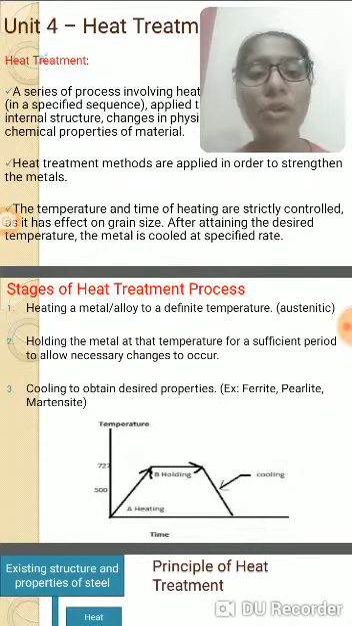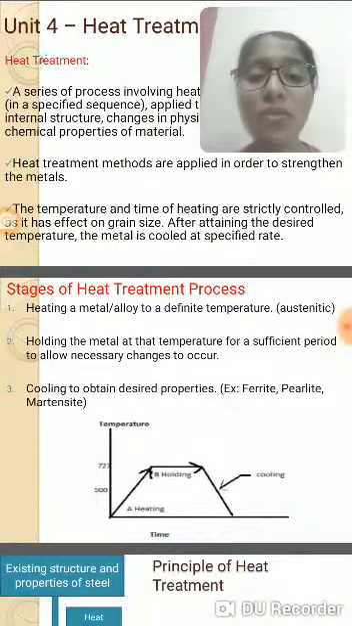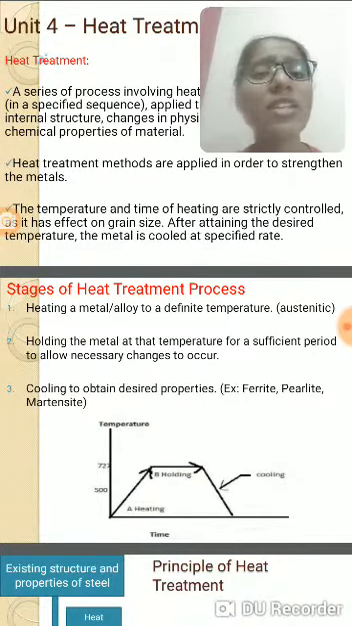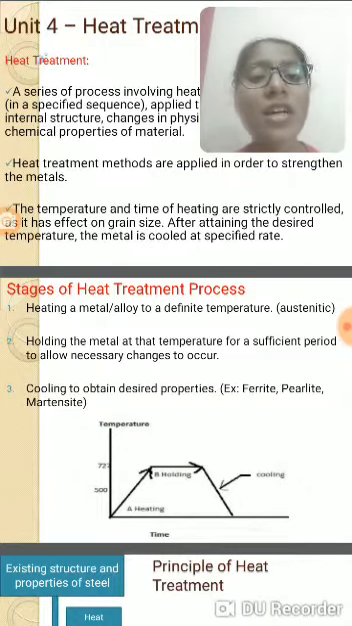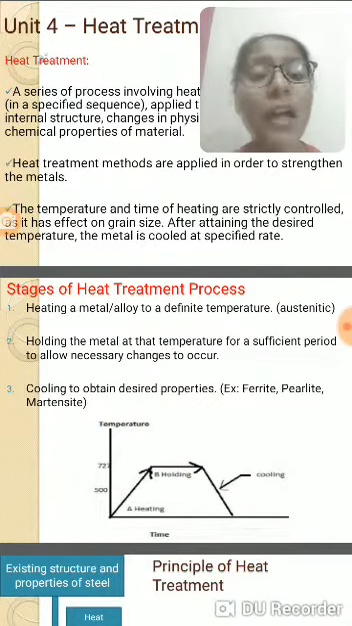Heat treatment is simply a process of heating and cooling operations. It is a process which involves heating and cooling operations, done in a sequence. This heat treatment is done for some purpose. The purpose is to improve the internal structure, to improve the mechanical, chemical and physical properties of materials, and also to strengthen the metals.